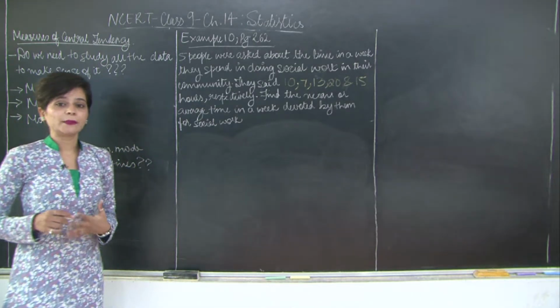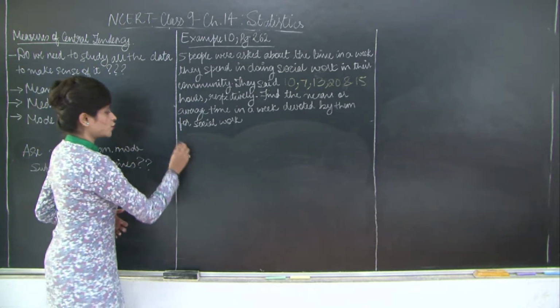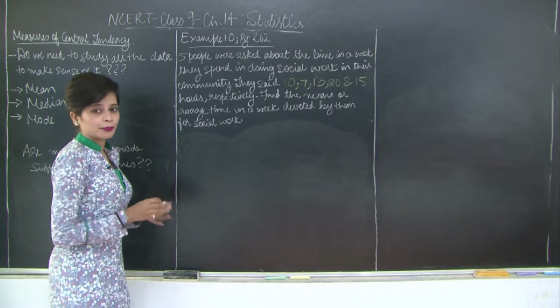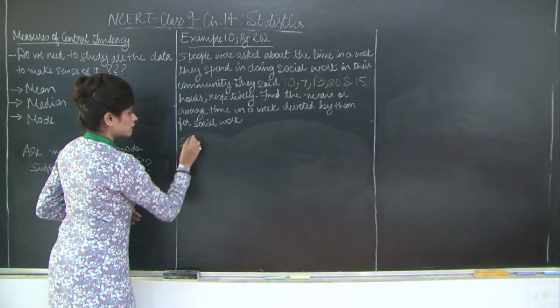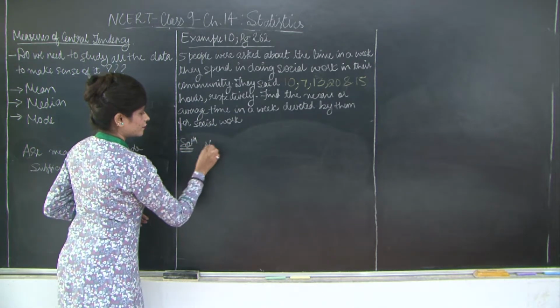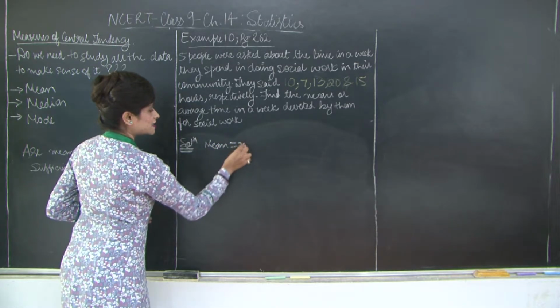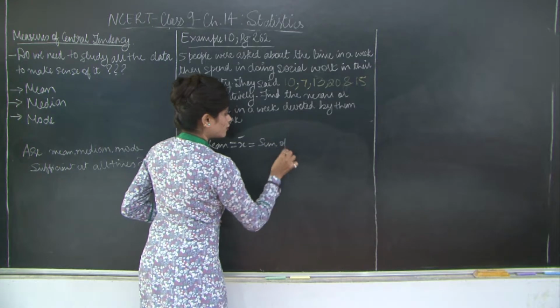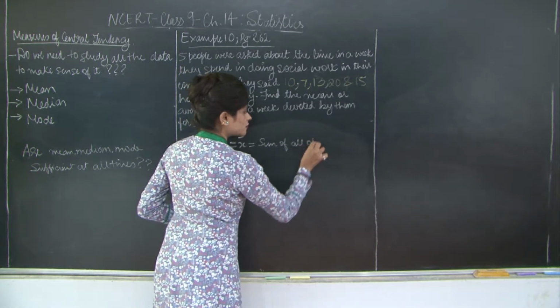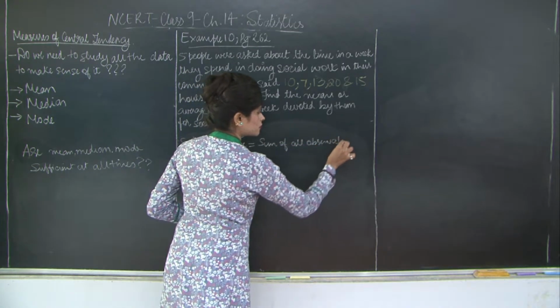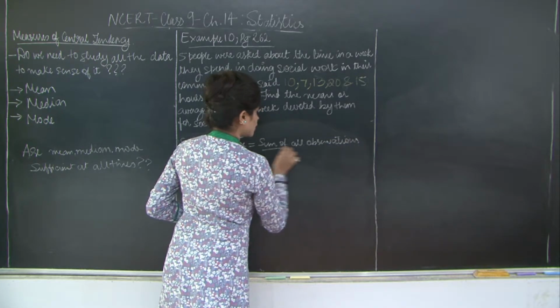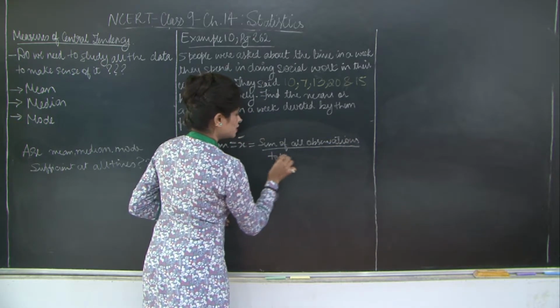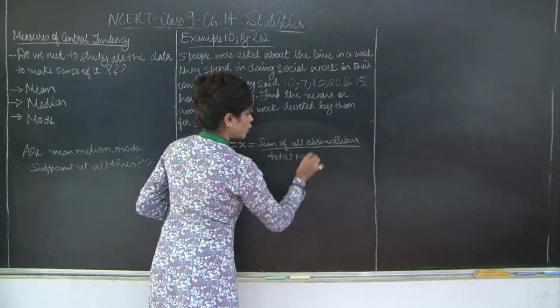Now we need to find the mean or average. So we have learned that mean is given by x bar is equal to the sum of all observations upon the total number of observations.